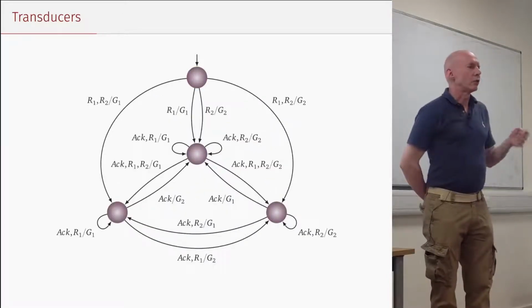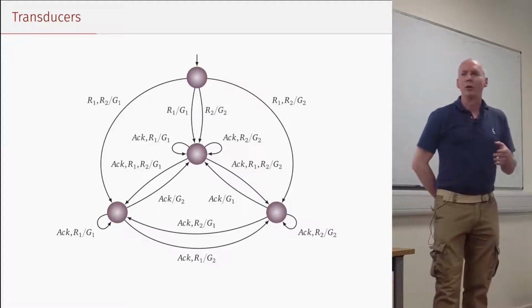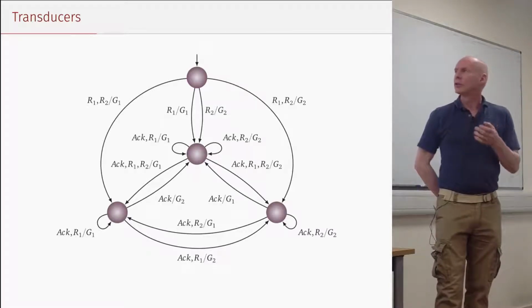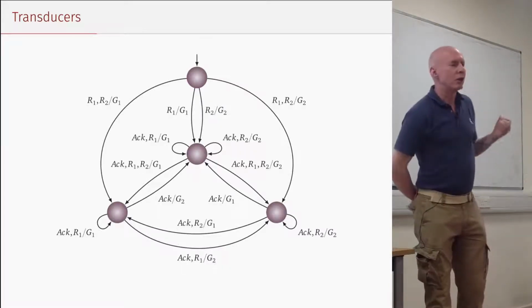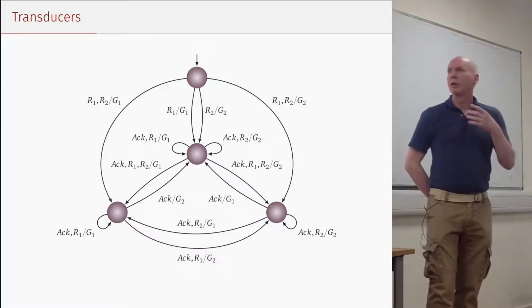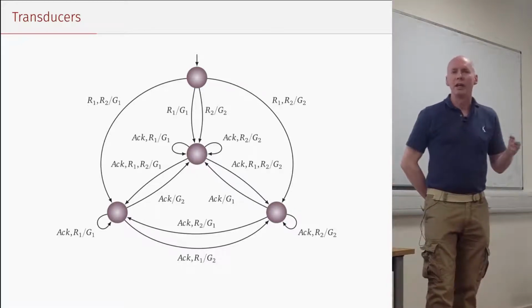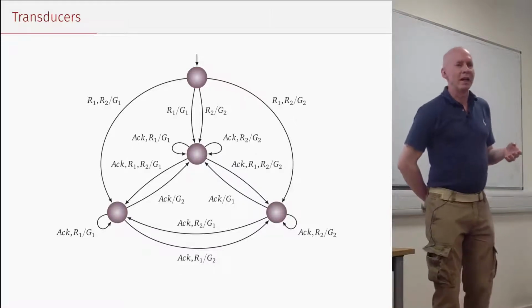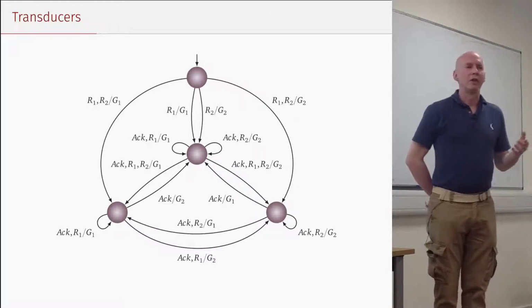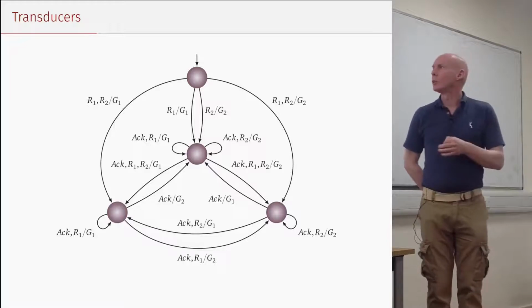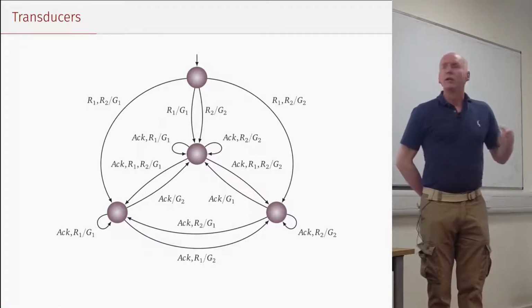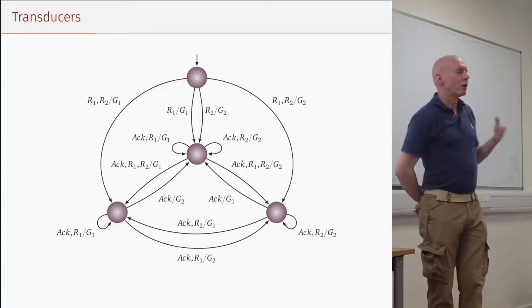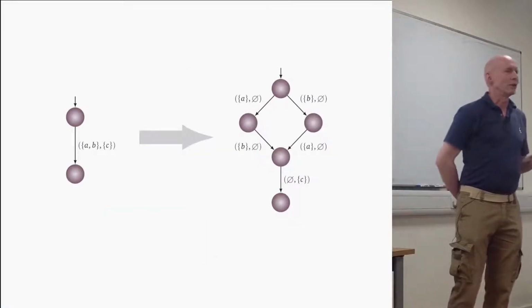In a transducer, the edges are labeled by I/O bursts. The idea is that if the circuit is in some state and it receives concurrently all of the inputs labeling one of the outgoing edges from that state in any order, it then changes to the state at the other end of that edge, and along the way, while it's changing, it concurrently emits the outputs labeling the edge.